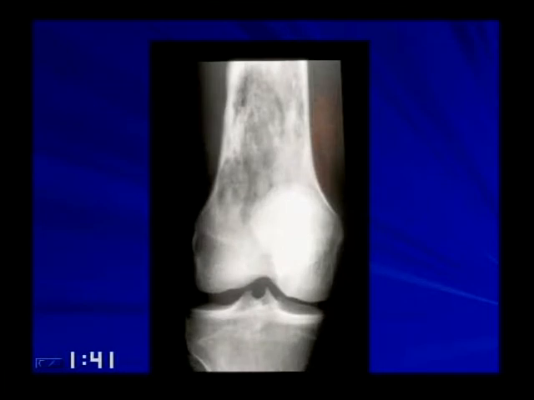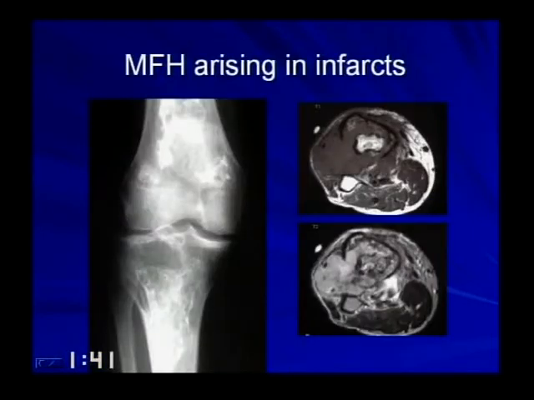Here's another just aggressive lesion. Here's one with a pathologic fracture. Here's another just aggressive lesion. Here's one that arose in areas of bone infarction. And there are all these densities here that are bone infarcts, and the MFH arose from these bone infarctions.